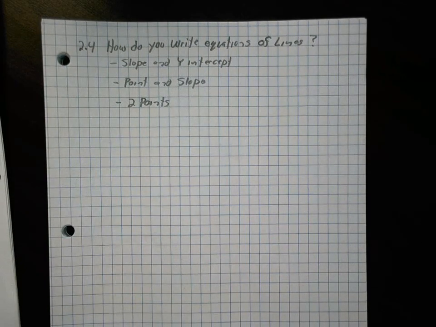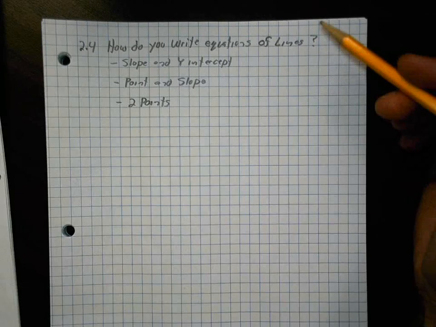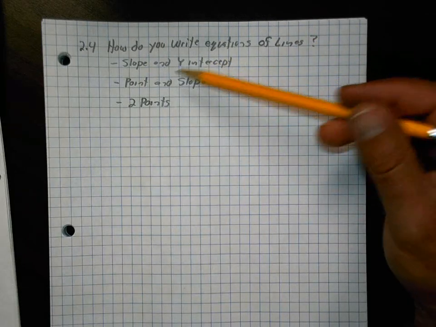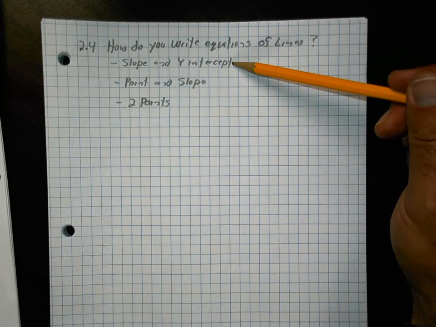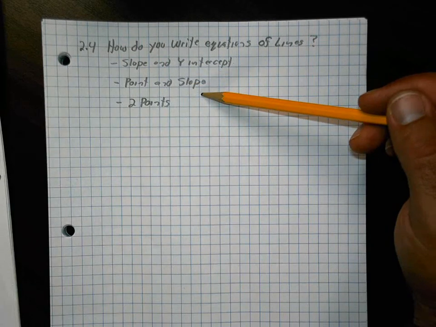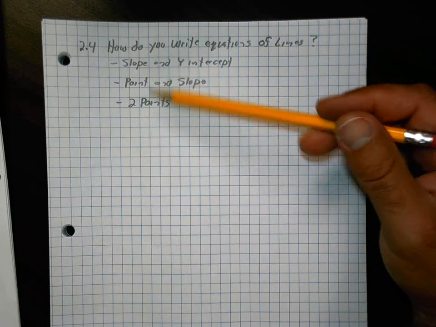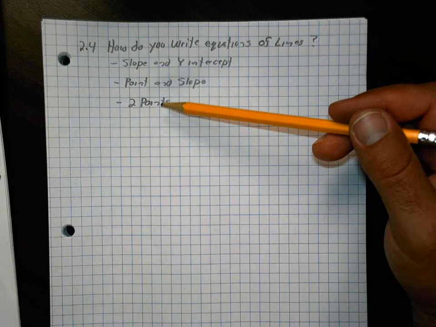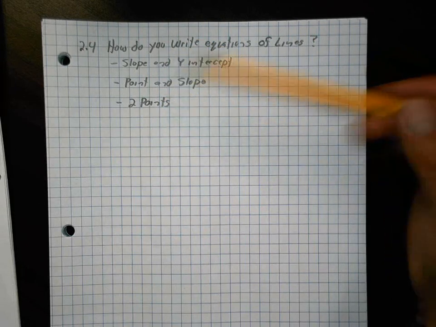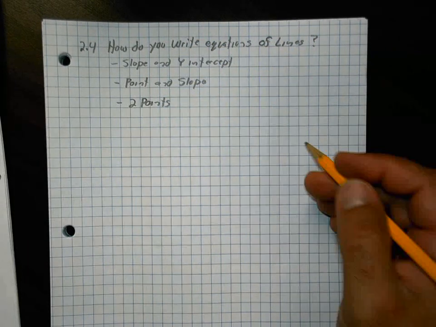Hello, today we're going to do section 2.4, how do you write equations of lines? We're looking at how to write equations of lines if we're given some information. We need one of these three things: either the slope and the y-intercept, or the slope and some other point, or 2 points on the line. We'll do an example of each.